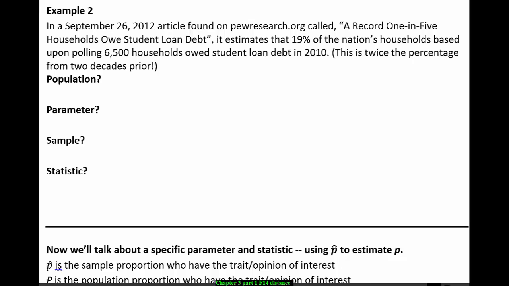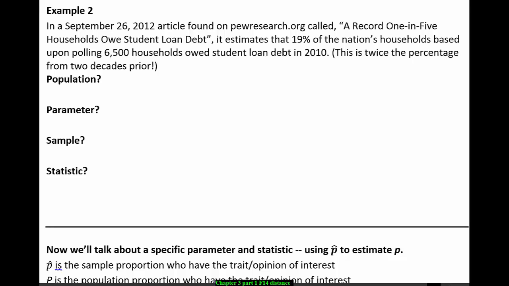Our next example is from a Pew Research poll conducted September the 26th of 2012. A record 1 in 5 households owe student loan debt. The article estimates that 19% of the nation's households, based upon polling 6,500 households, owed student loan debt in 2010. And just a little fact for you, this is twice the percentage from 2 decades prior. Again, we're going to choose the population, the parameter, the sample, and the statistic.